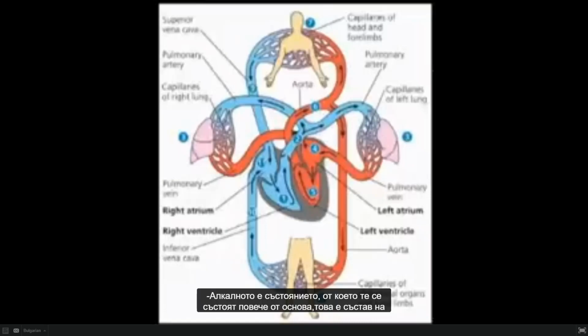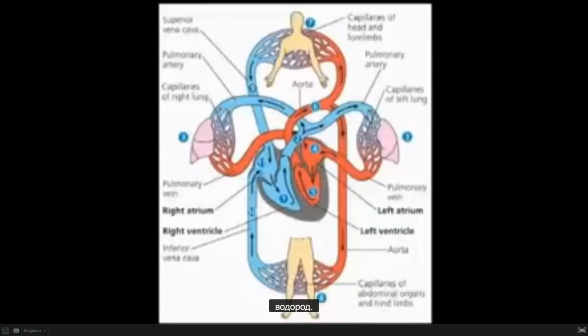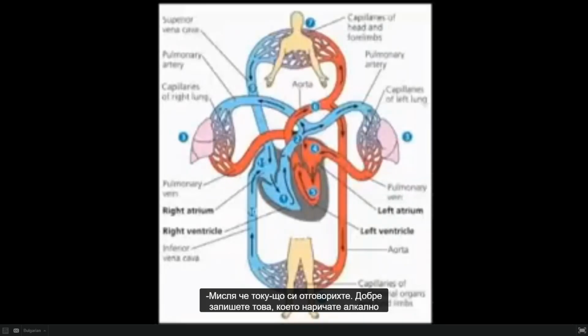Alkaline is the state where there is more base, like the composition of hydrogen, carbon, and oxygen. Acid is more hydrogen inside, like cations of hydrogen. This is the acid state, and the normal state is in the middle, 7. Acid is below 7. Okay, I think you have answered.